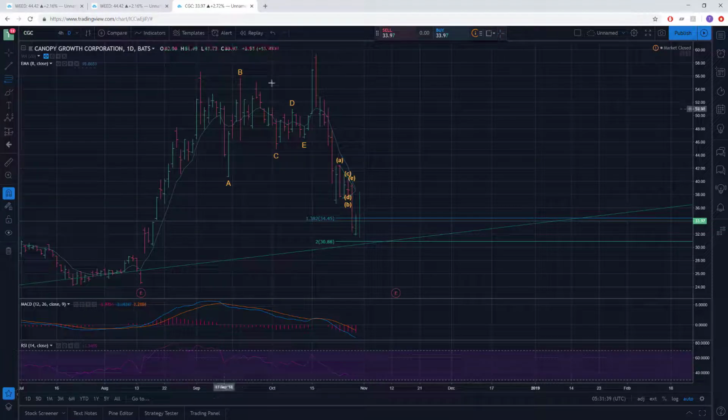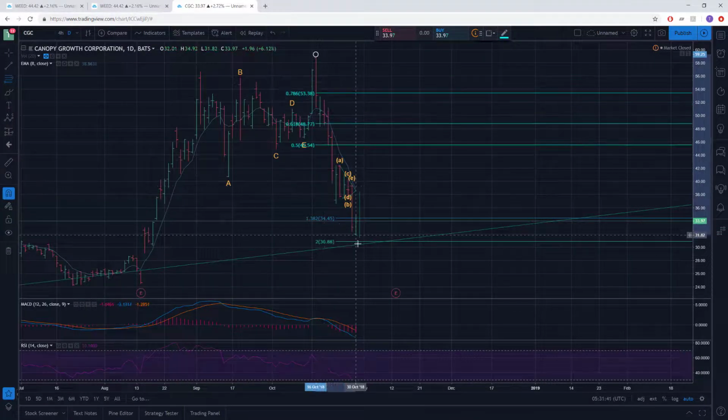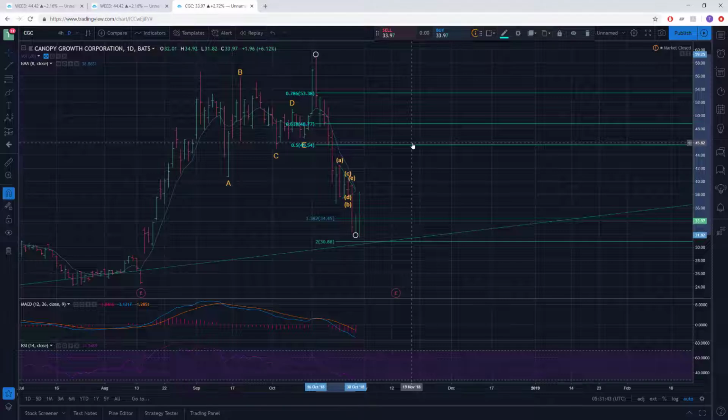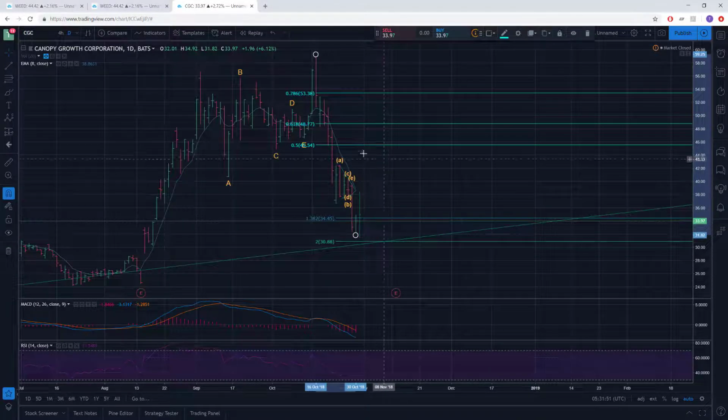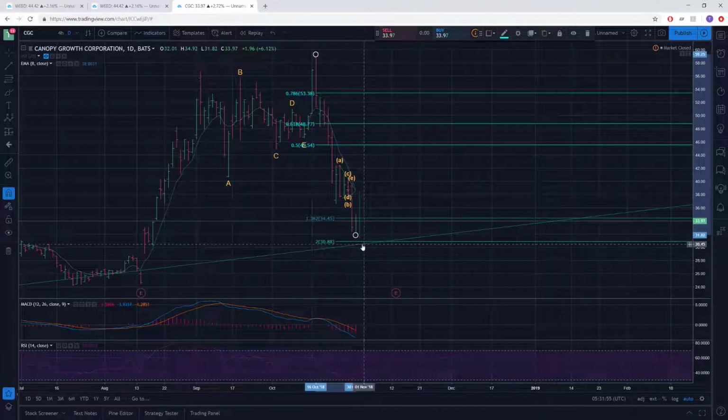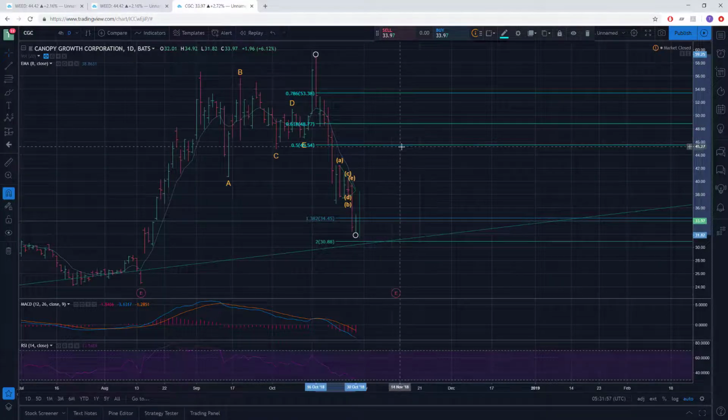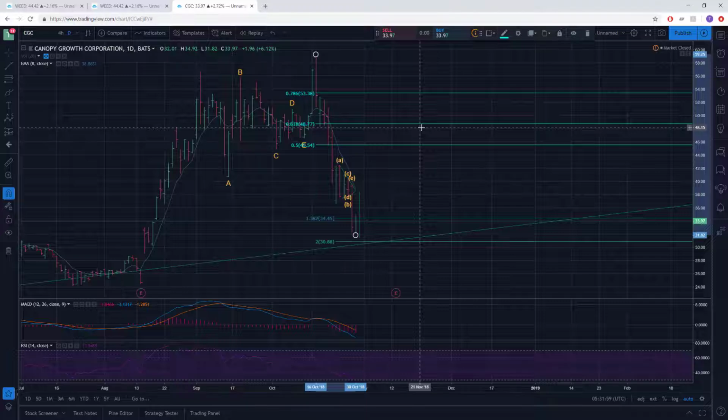Just doing some fib retracements with current numbers. Just the 50% retracement would get us up to 45, which would be almost $15 off the bottom. So that's worth trading, I would say. But let this thing find its bottom, and then go bottom fishing.